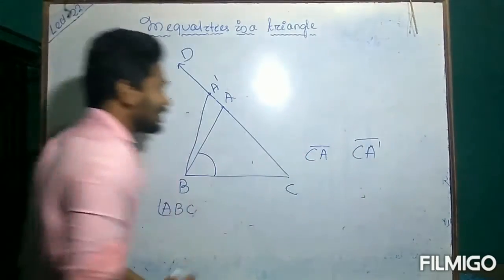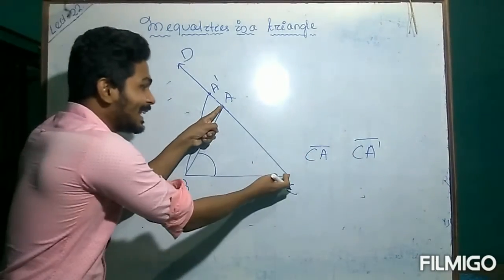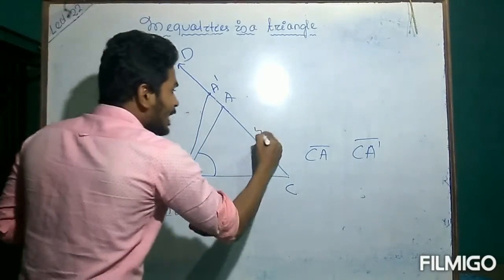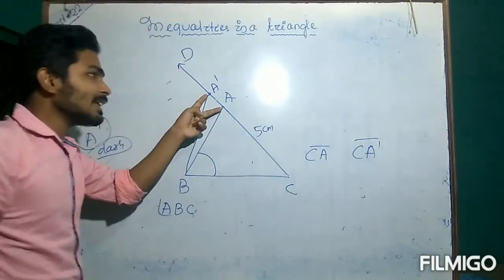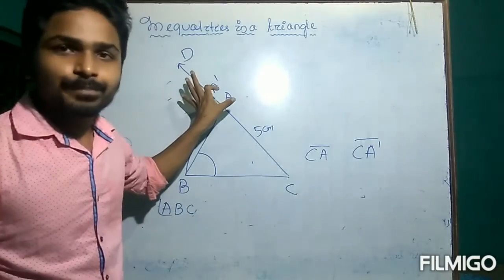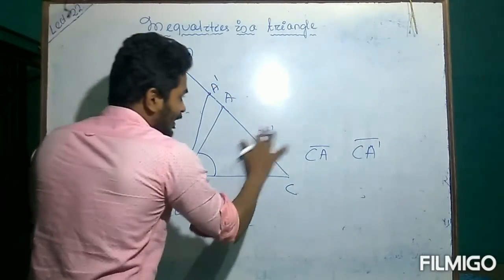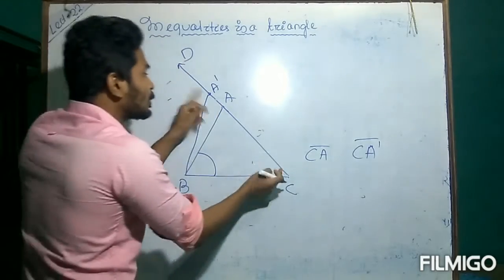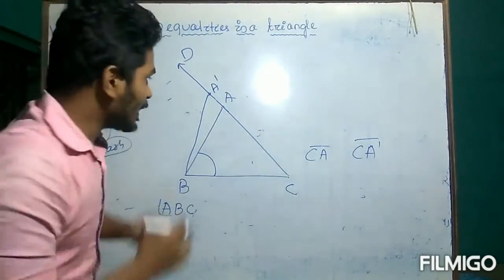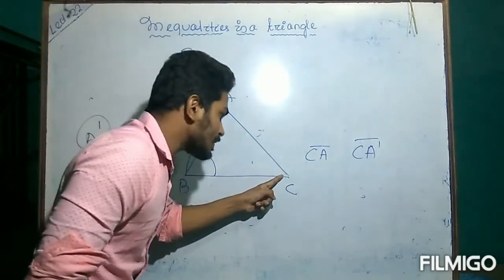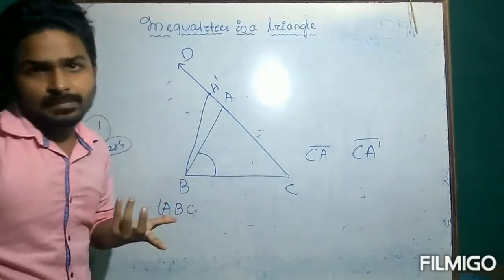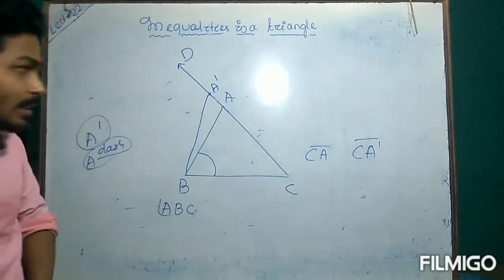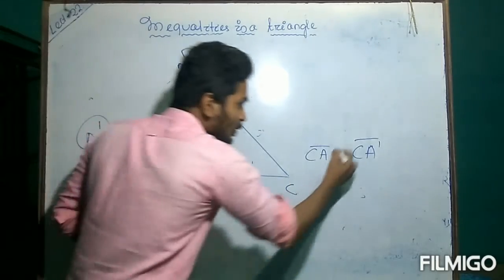So what have we done here? We have simply increased the size of CA. If it is 5 cm, then I have increased this size up to this. So here I have increased the side CA up to CA dash. Then tell me whether CA is larger or CA dash is larger. This is very simple. Obviously CA dash is larger.